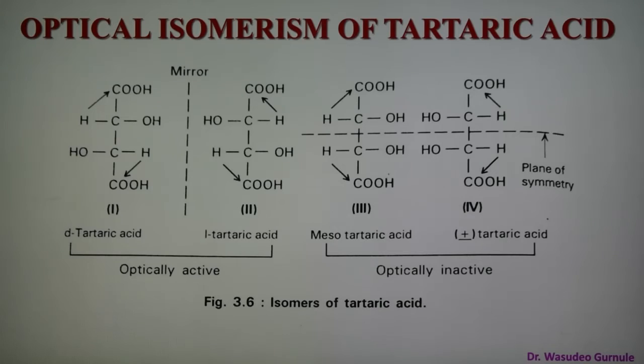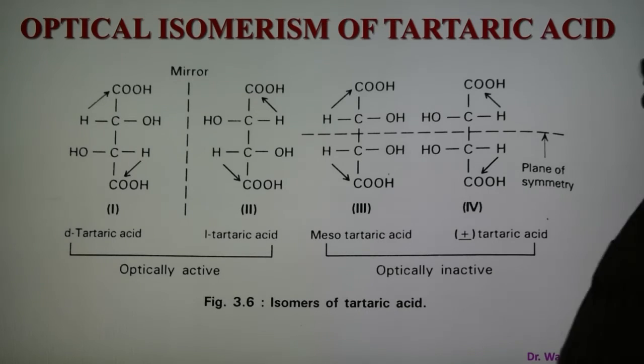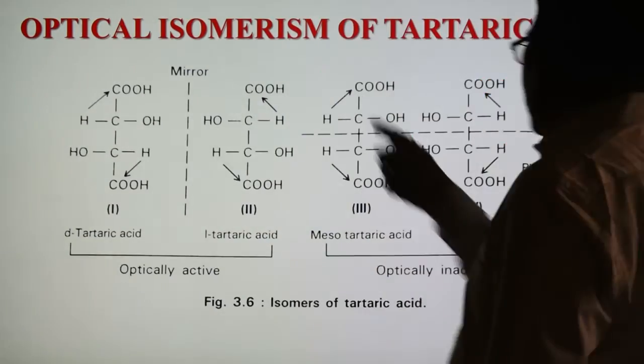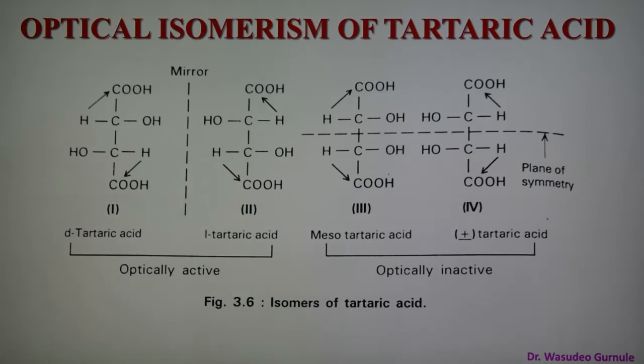The rotation of one half is compensated by the rotation of the other half. So now there is no element of symmetry in this case, and it is dextrorotatory. The important part here is that structure 1 rotates the plane polarized light toward the right, and the arrow is shown in the clockwise direction, and therefore it is dextrorotatory.